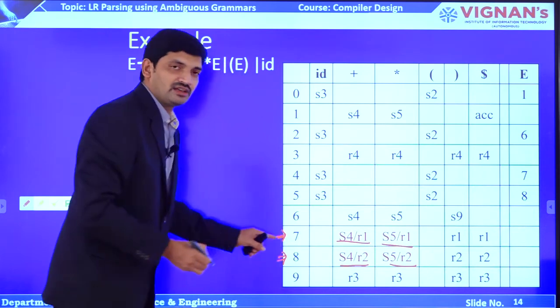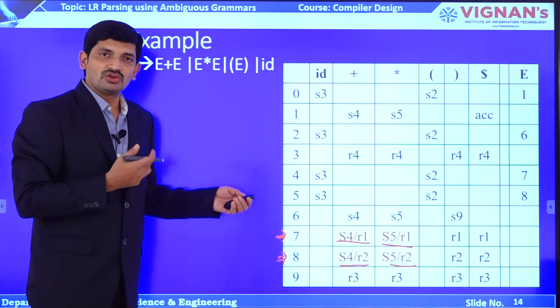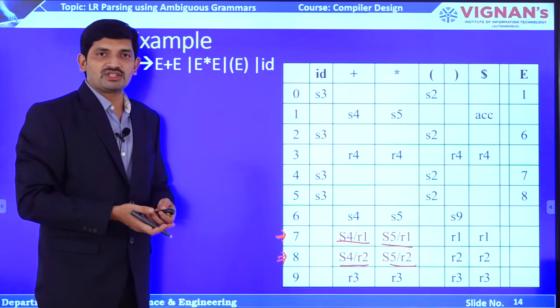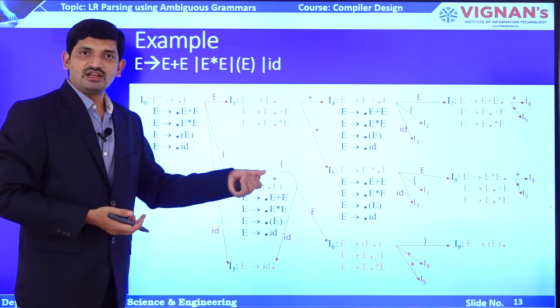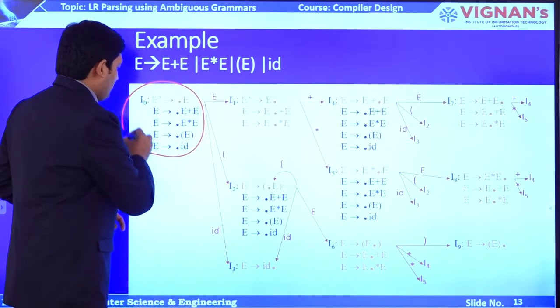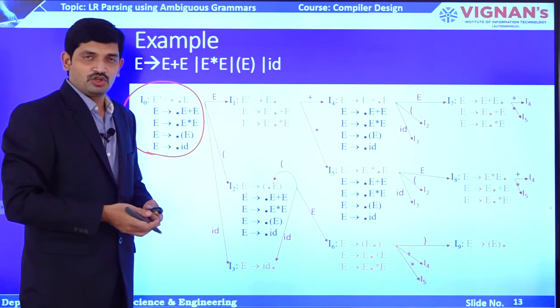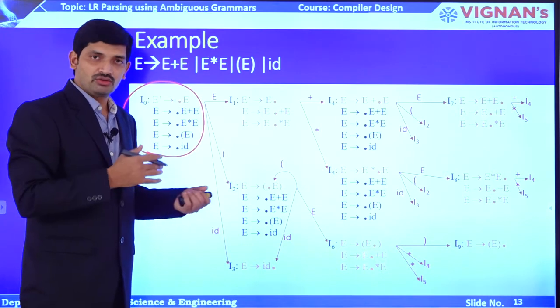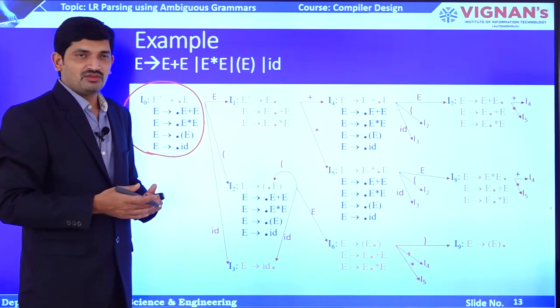Okay. In state numbers 7 and 8, there are SR conflicts. So, the given grammar is an ambiguous grammar. So, definitely it generates the SR conflict or RR conflict. So, this grammar is ambiguous grammar. So, definitely it is going to generate the shift and reduce conflicts. So, we have to convert this into unambiguous, so the conflicts may be erased.